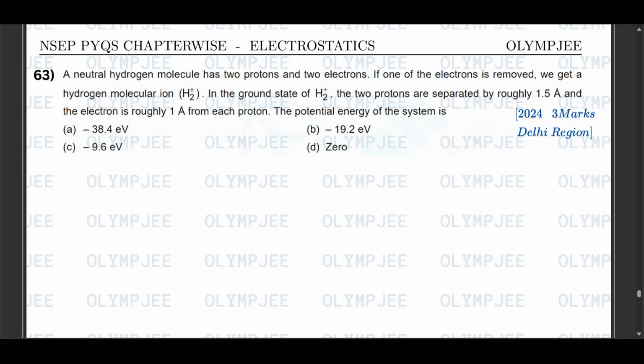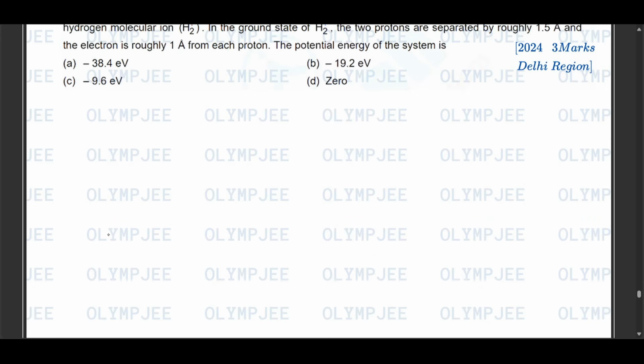63 says that a neutral hydrogen molecule has 2 protons and 2 electrons. If one of the electrons is removed, we get hydrogen molecular ion H2 plus. In the ground state, the 2 protons are separated by roughly 1.5 Angstrom and the electron is 1 Angstrom from each proton. The potential energy of the system is asked. So since the magnitude of charge on electron and proton is same, but the sign is different, it will be like this. Protons are separated 1.5 Angstrom and this is 1 Angstrom each.